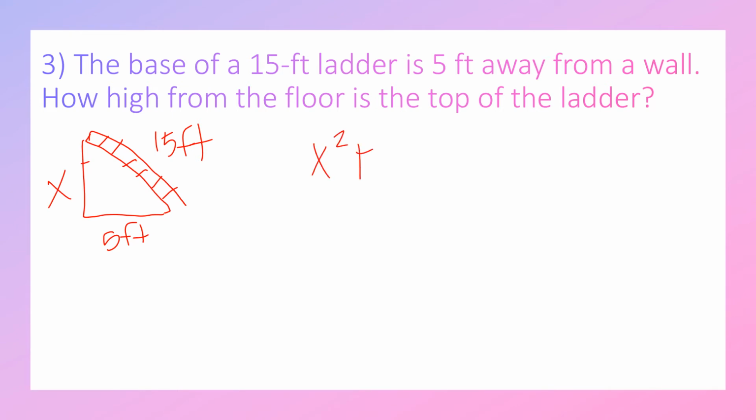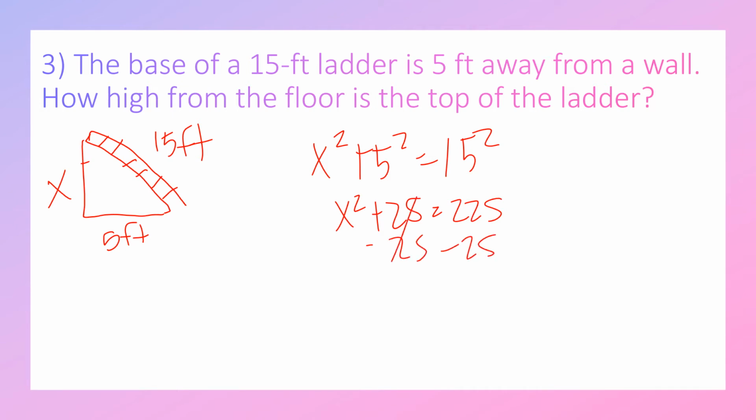So x squared plus 5 squared equals 15 squared. 5 squared is 25, 15 squared is 225. You'll subtract 25 from both sides, you get x squared equals 200. And then square root both sides and you get x equals 14.14 feet.